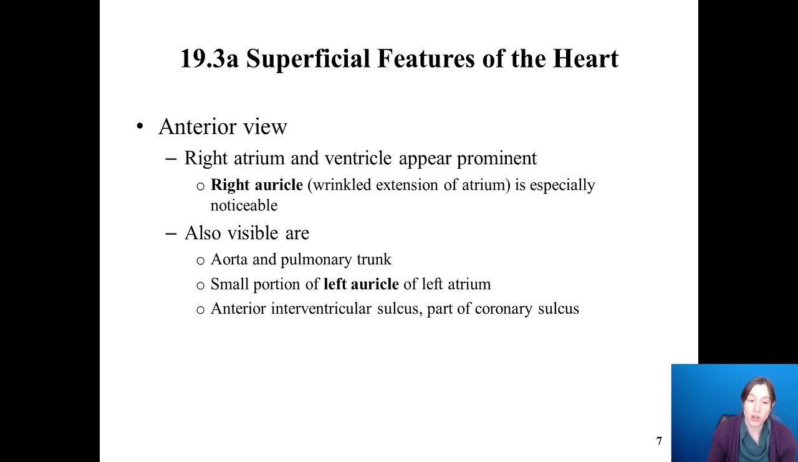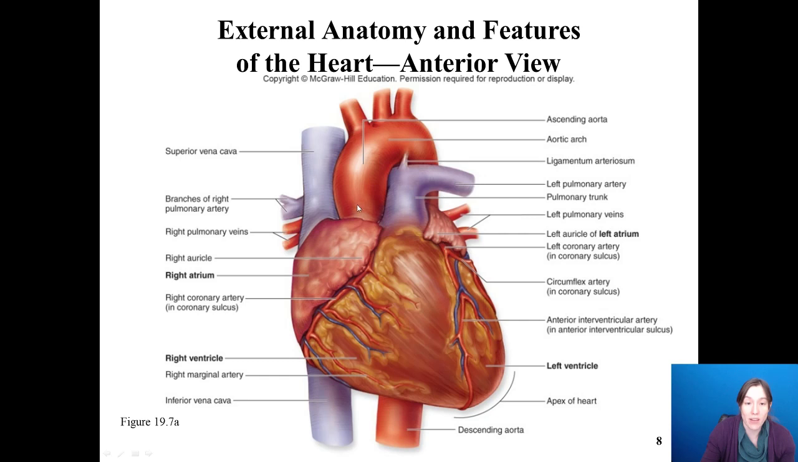The aorta and pulmonary trunk, and then some of the anterior interventricular sulcus can be seen, right? So this is the aorta right here, the aortic arch. This is the pulmonary trunk right here, right? So we have our pulmonary arteries. Then we have our right atrium, and the right auricle is this wrinkled part here, and the right ventricle. So we can see a little bit of the left ventricle and the left auricle over here.